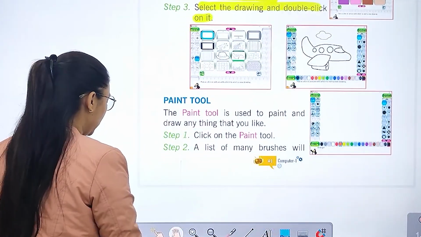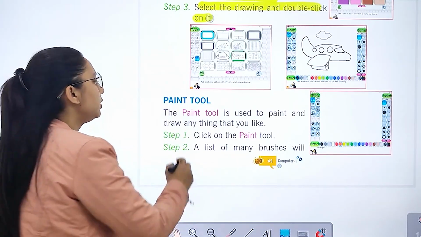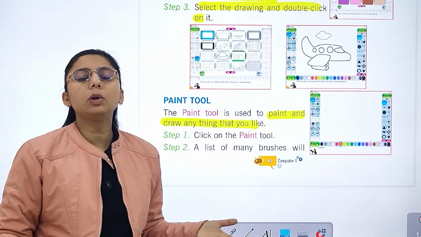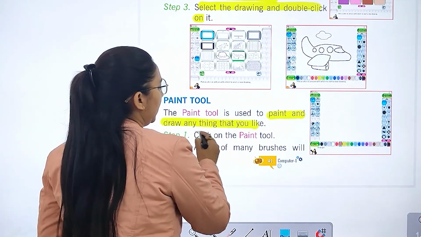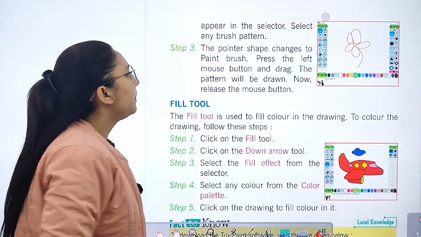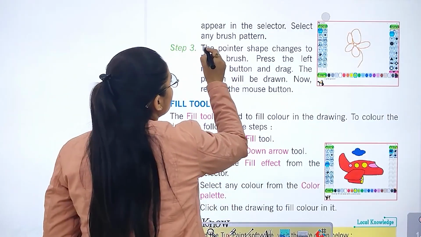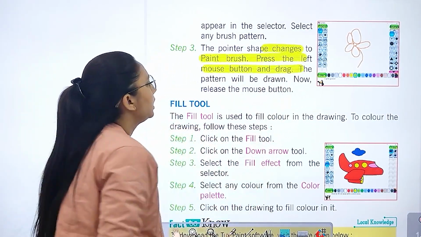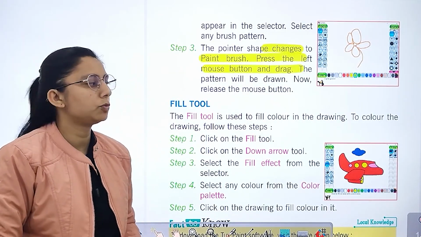Now the paint tool. Now you can paint with different tools. What is paint used for? It is used to paint and draw anything that you like. Whatever thing you like, you can draw over here. Then click on the paint tool. A list of many brushes will appear in the selector, right? You can select and use any brush. The pointer shape changes to the paintbrush, press the left mouse button and drag. The pattern will be drawn and now you can release the mouse button.